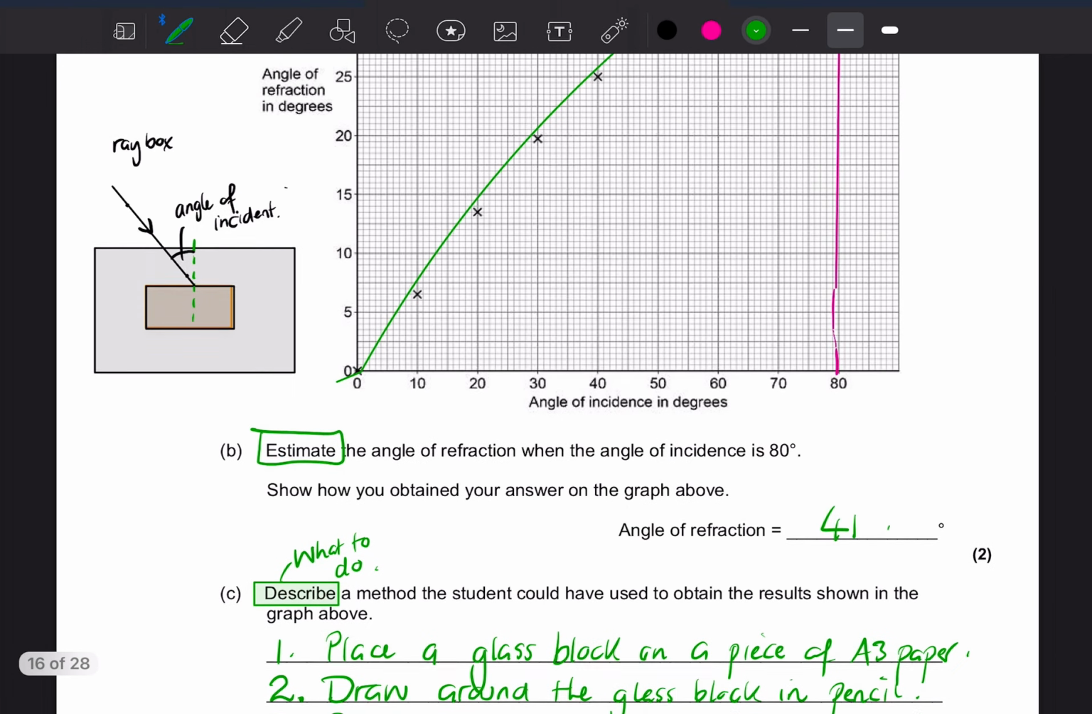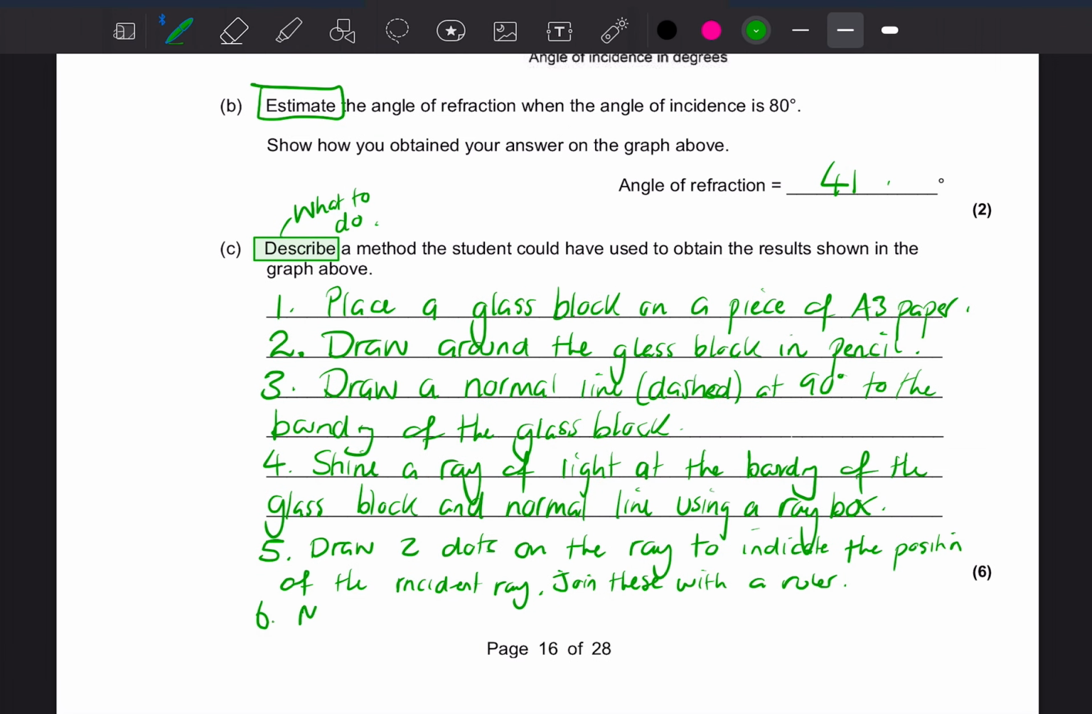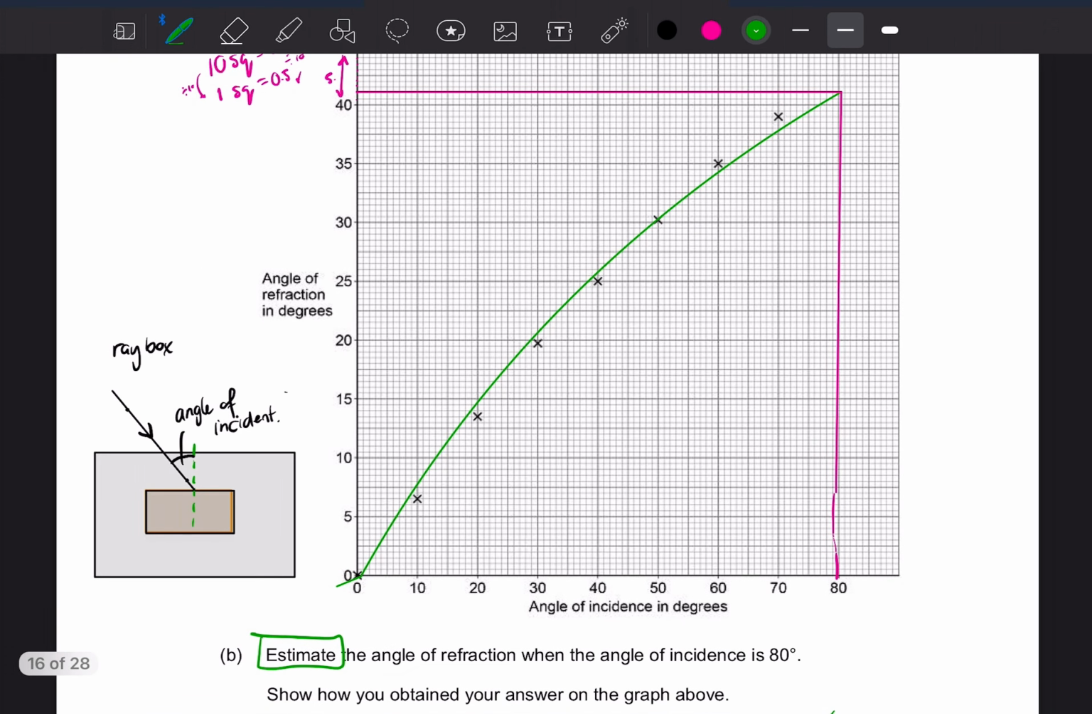Then what you do is you measure the angle of incidence, and you do that with a protractor. So measure the angle of incidence with a protractor, and you can see that that gives us one of our results. So if I measured that, if that was 45 degrees, you would see that that's my angle of incidence. So I would be plotting that on my graph at the 45-degree point.